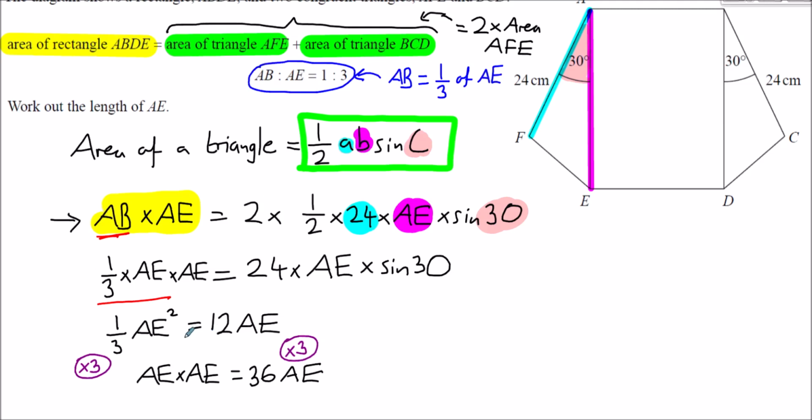Writing it like this allows me to quite easily see that because I've got an AE on one side and the other, I can cancel off an AE on both sides. Therefore we see that this side AE must equal 36. In other words, AE is 36 centimetres. And that finishes off the question nicely. So not the easiest one, but if you think it through carefully and reason it out, it is doable.